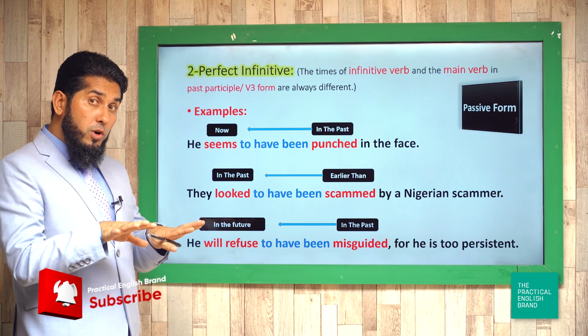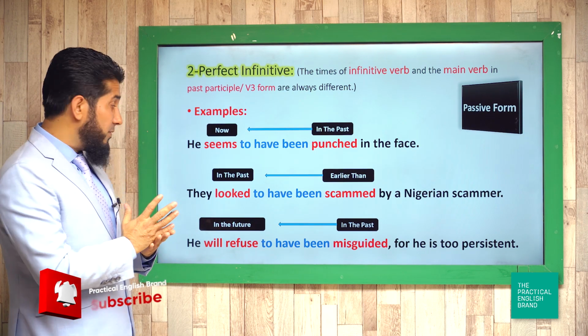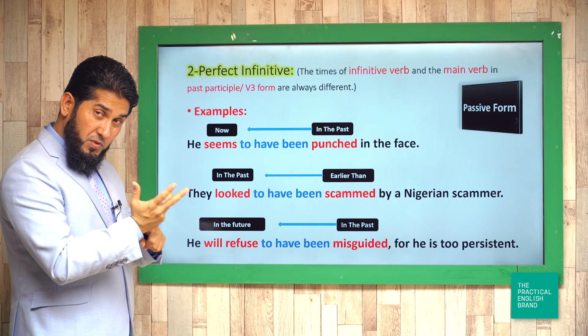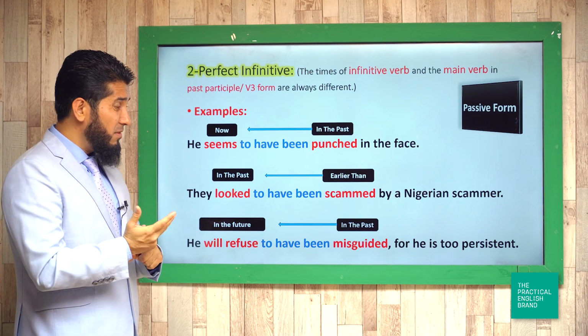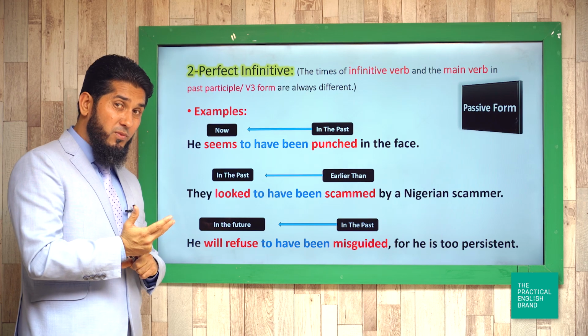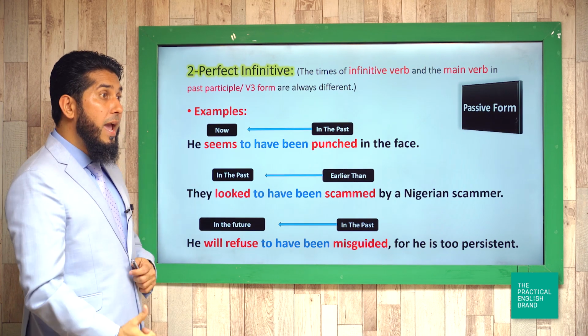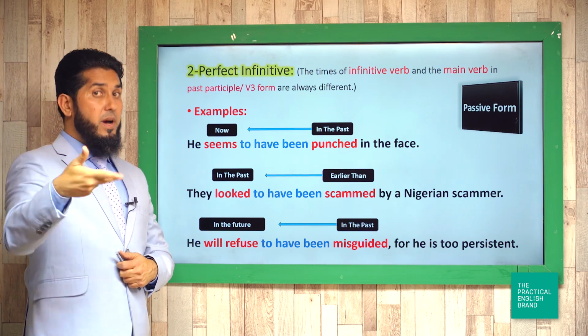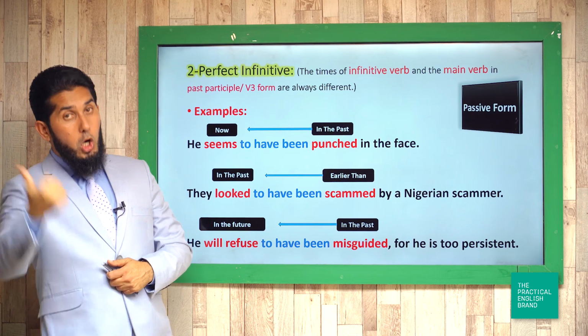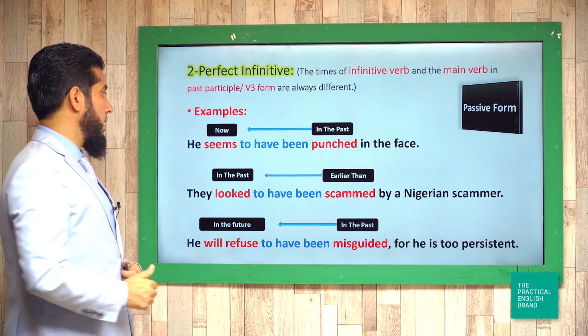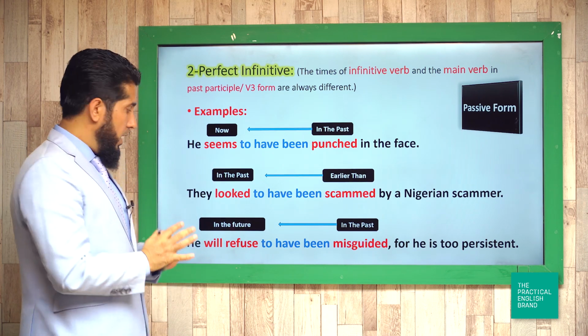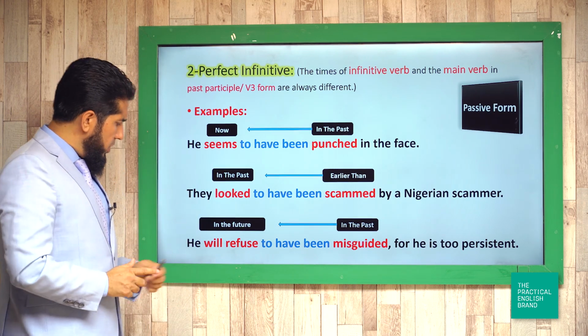Again, in simple words, the times of the infinitive verb looked in simple past tense and the main verb scammed in past participle form are different. They looked in the past that they had been scammed by a Nigerian scammer earlier than that, before that. So I hope it's clear now. Now, look at the third example.